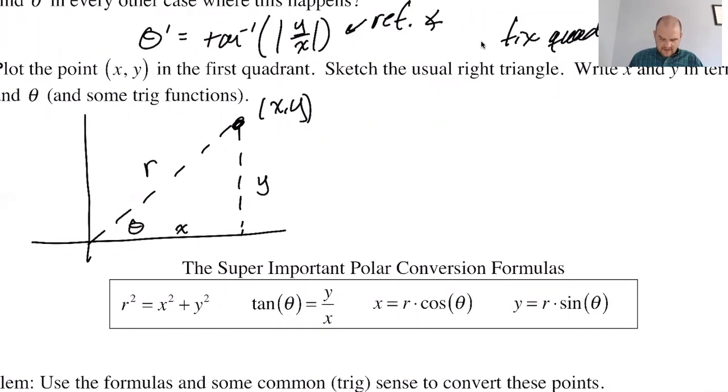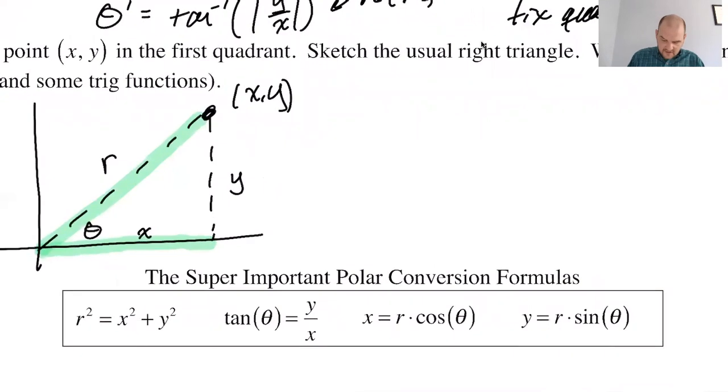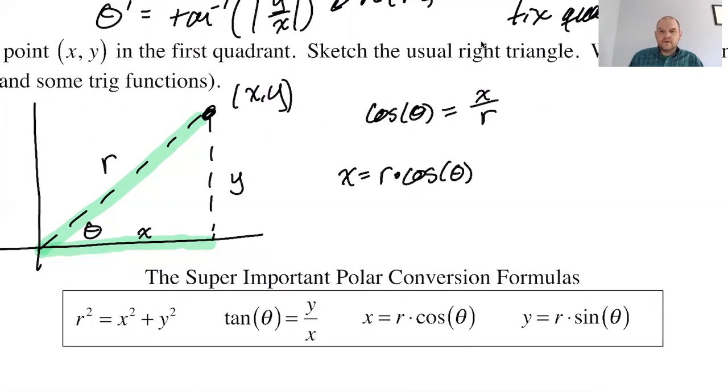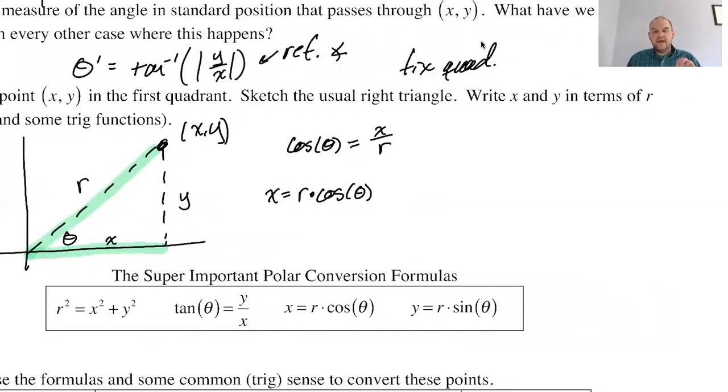If I want to find the relationship between x, r, and theta, I'm going to use this, and then I'm going to use this. That looks like I have adjacent and hypotenuse. So I'm going to say that the cosine of theta is x over r. But when you're dealing with polar, the way you really want to think of this is that x is equal to r cosine of theta. That's how we're going to think about x when we're converting from polar to rectangular. Rectangular to polar, we use our other formulas.